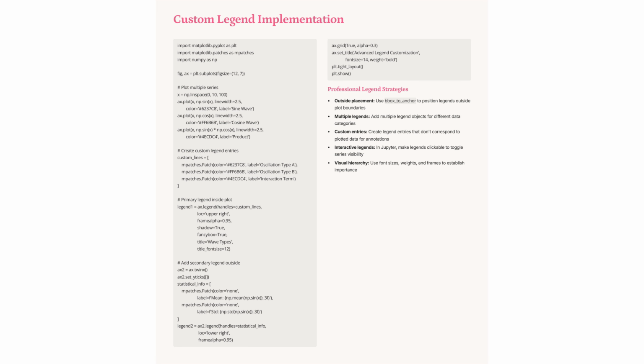Implement custom legends by plotting multiple series with distinct colors and labels. Use mpatches to create custom legend entries. Position primary legends inside the plot with shadow and fancybox for emphasis. Add secondary legends outside using ax.twinx for statistical annotations. Ensure visual hierarchy with font sizes and frames, enhancing clarity and professionalism.